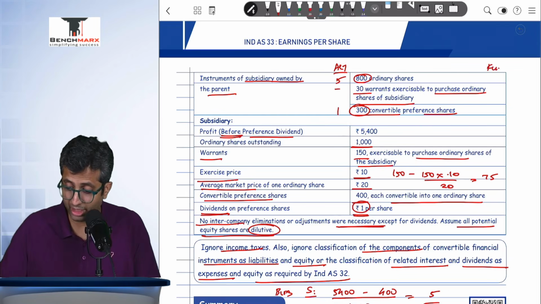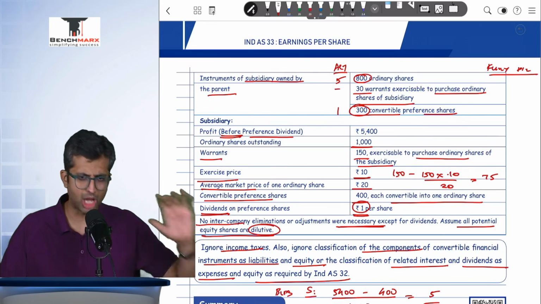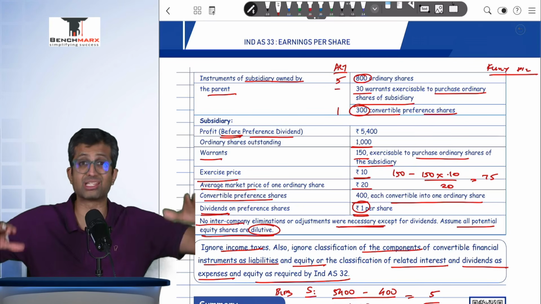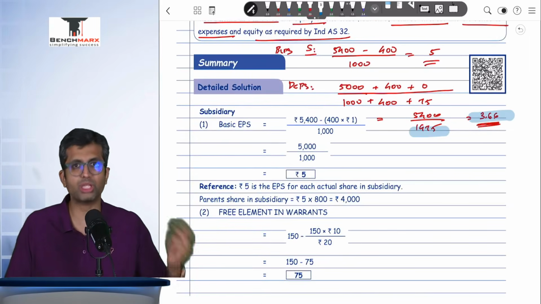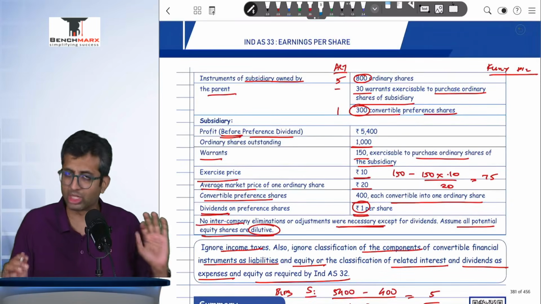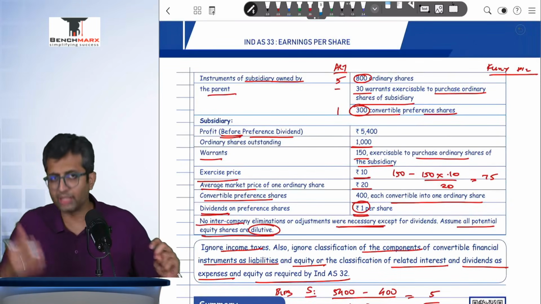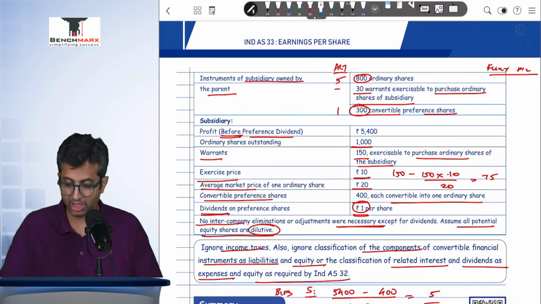However, on a fully diluted basis, if they were converted, then every convertible preference share gets converted, and hence it stands on par with an equity share. When I look at 3.66, it is the earnings for 1475 instruments. Within 1475, you have 1000 equity shares. So these 1000 equity shares, then the 400 preference shares and everything will earn 3.66.